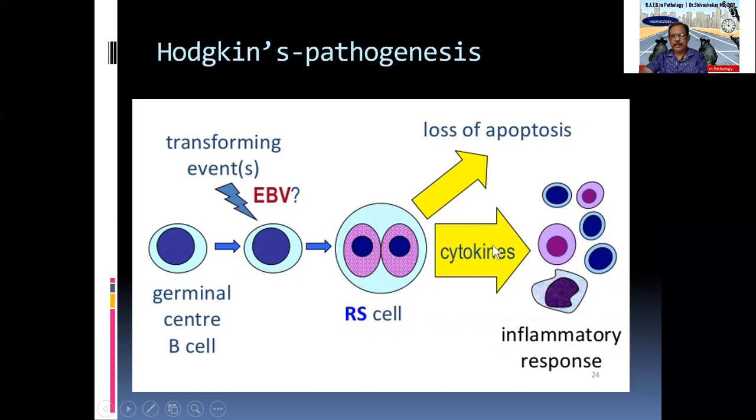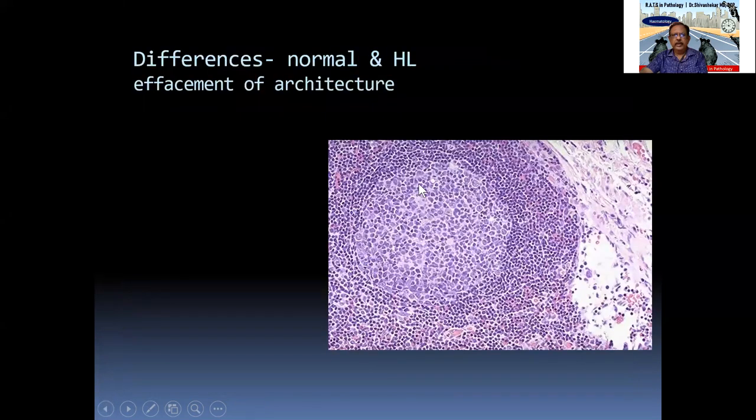So very simple diagram. I repeat it once again. Germinal center, B cell, and it is getting transformed by means of the Epstein-Barr virus, getting converted into the Reed-Sternberg cell, which can evoke the cytokines, as a result of which there can be a reactive inflammatory response with multiple cells. Sometimes the cell itself can be lost by apoptosis. This will be the pathogenesis. I would like you people to kindly draw that diagram.